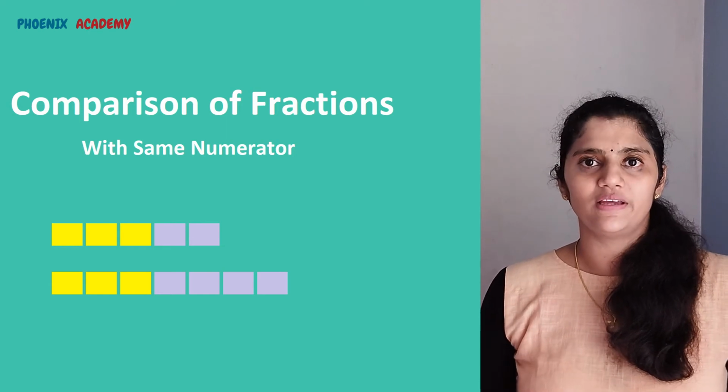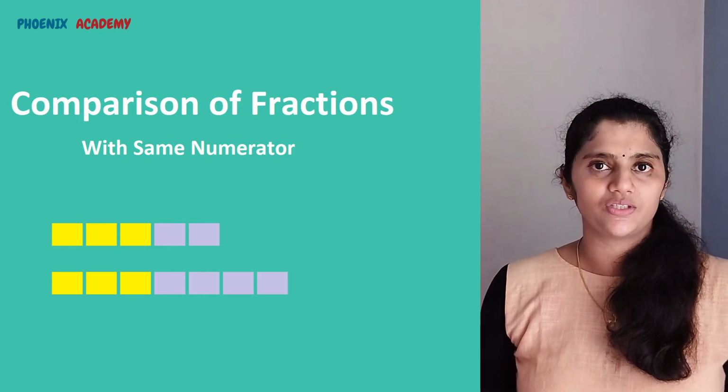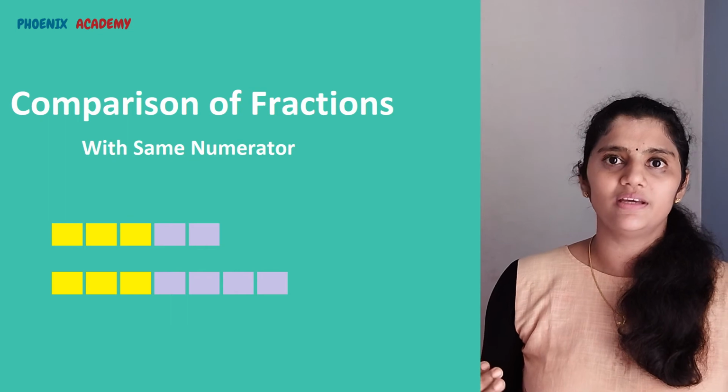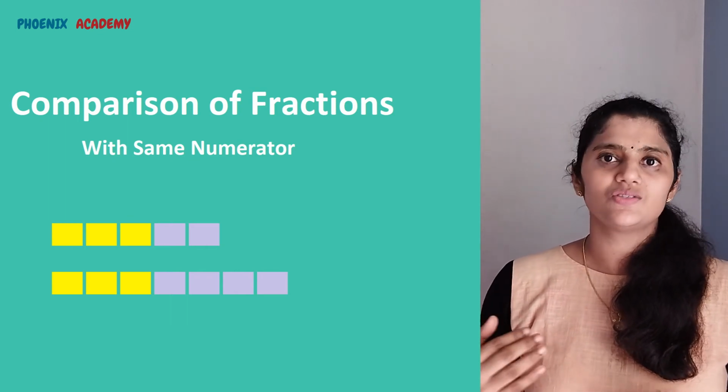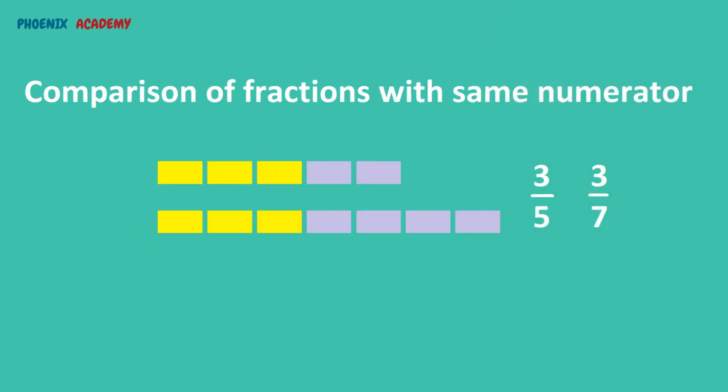Here in the first figure 3 by 5 part is shaded and in the second figure 3 by 7 part is shaded. In the first figure it is divided into 5 equal parts and in the second it is divided into 7 equal parts. Out of 5 equal parts, 3 parts are shaded in the first and in the second, out of 7 equal parts, 3 parts are shaded.